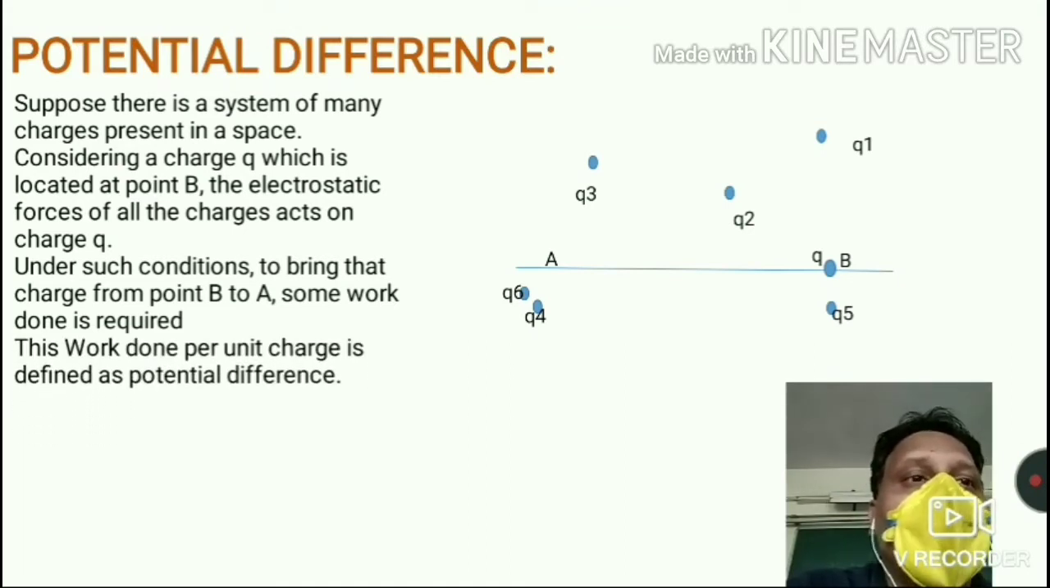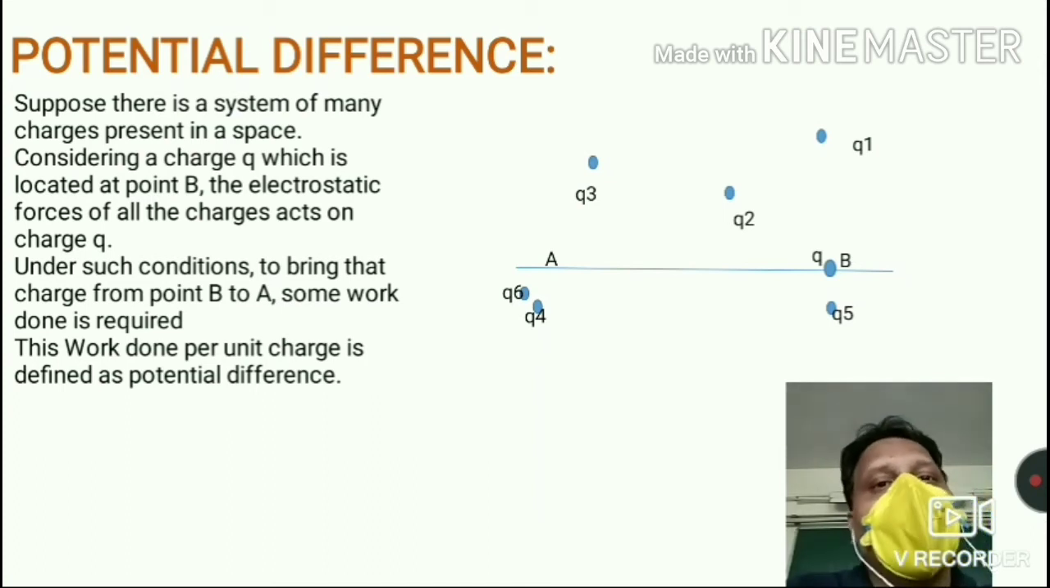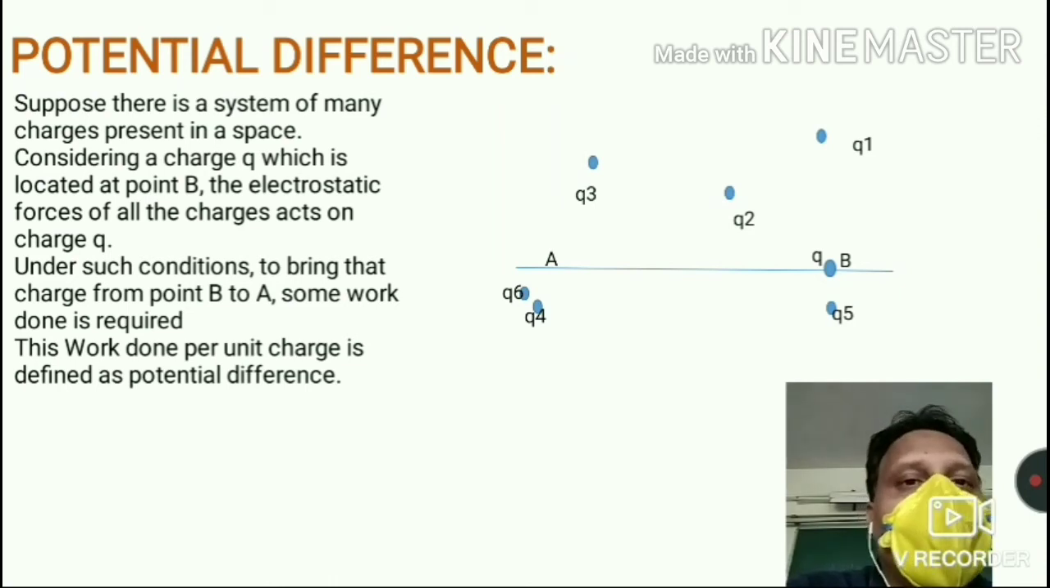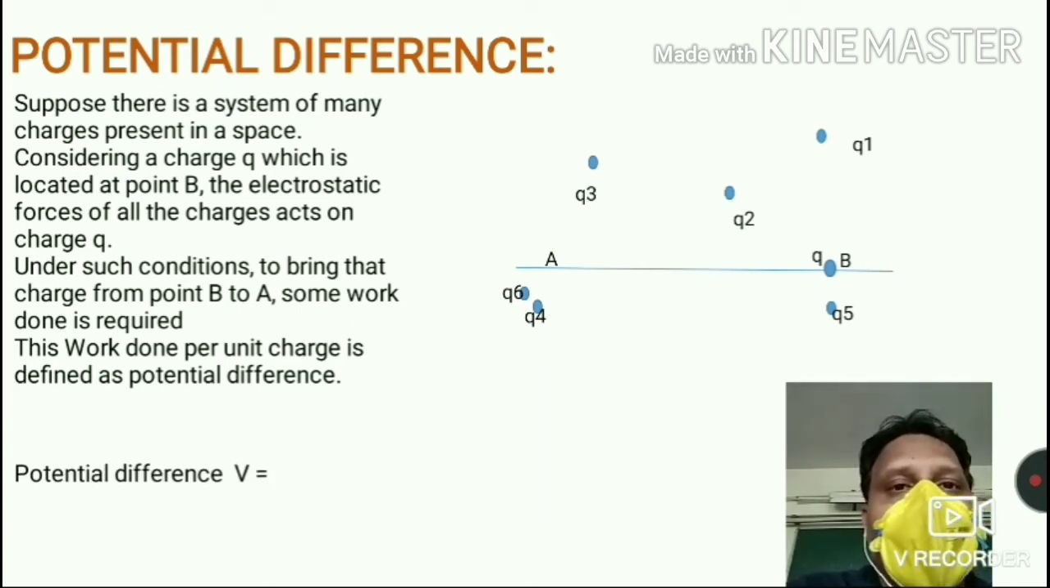This work done per unit charge. Here charge is Q. So work done on charge Q is defined as potential difference. In simple words, work done on any charge is defined as potential difference, whether it is charge Q, Q1, Q2, Q3. Understand this and just see the video again if you don't understand it.